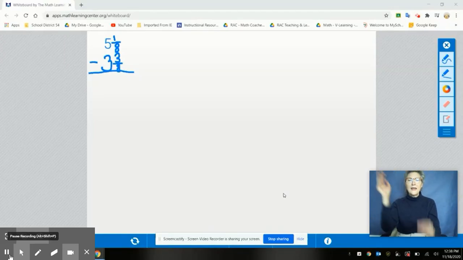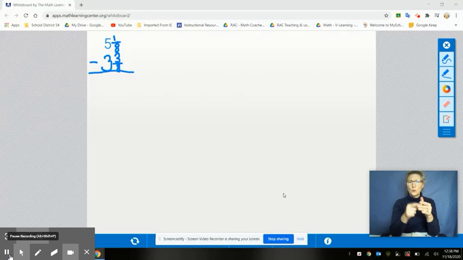One more set of problems to work through together. Let's get started. We need to subtract 5 1/8 minus 3 3/8. As I look at this, I see that my fractional pieces in 5 1/8 are less than my fractional pieces in 3 3/8. So just like in regular subtraction, I'm going to need to regroup. And how I'm going to do that with mixed numbers is I'm going to rename that.